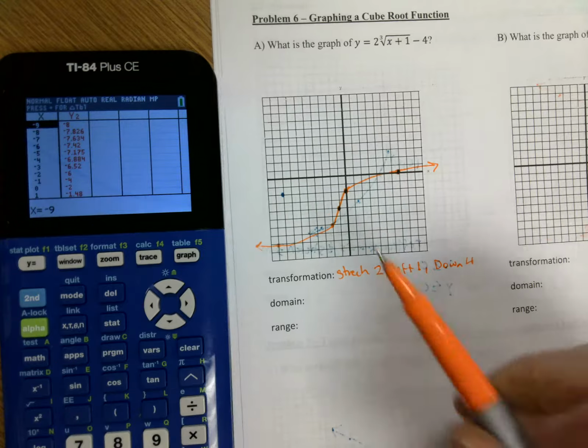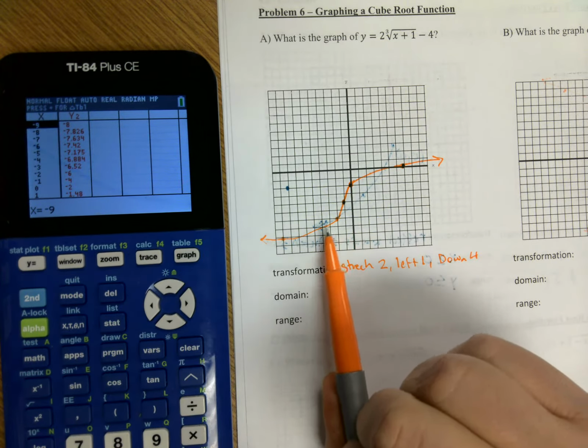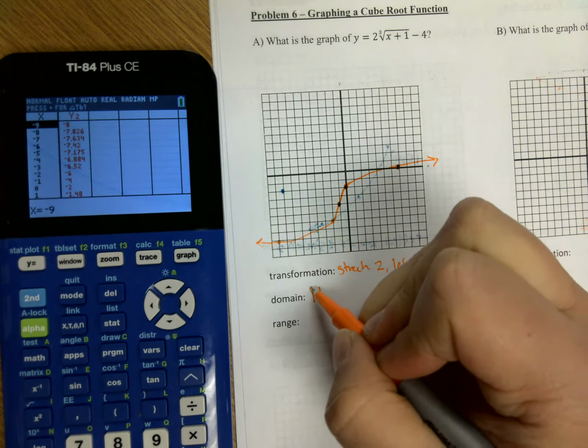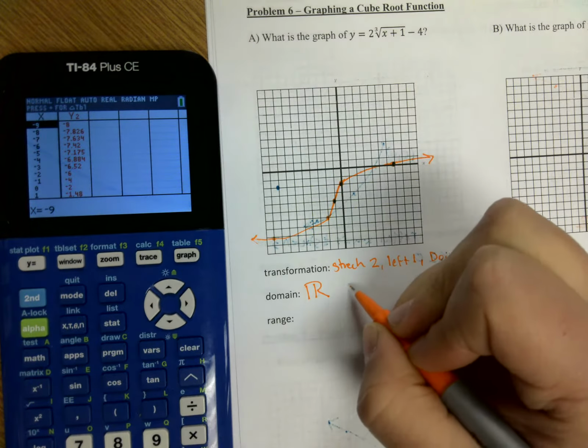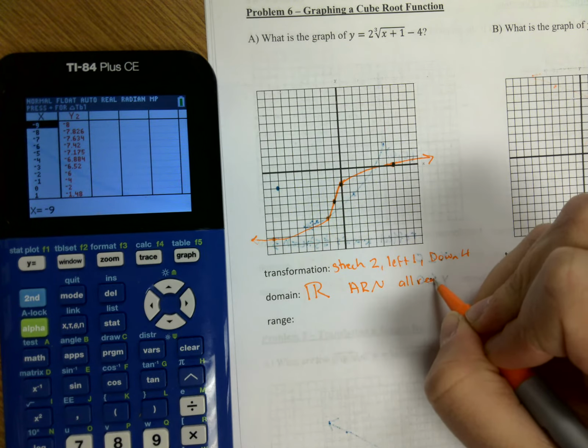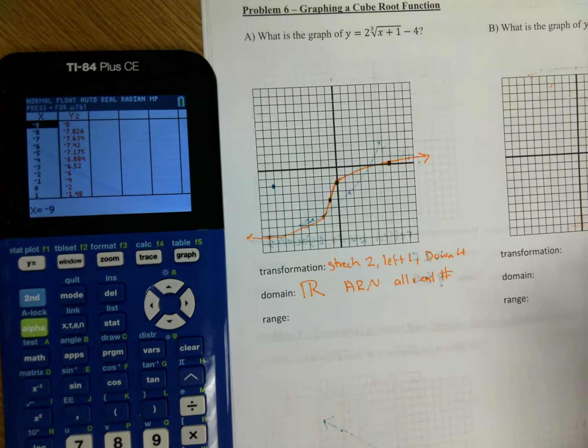My domain and range here, because my domain is my x value, it's going all the way to the left, all the way to the right. This is going to be all real numbers. That's the sign for all real numbers. It can also go like this, all real numbers, or all real numbers. You can do either one.